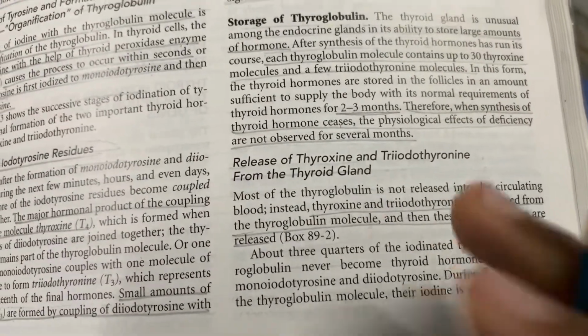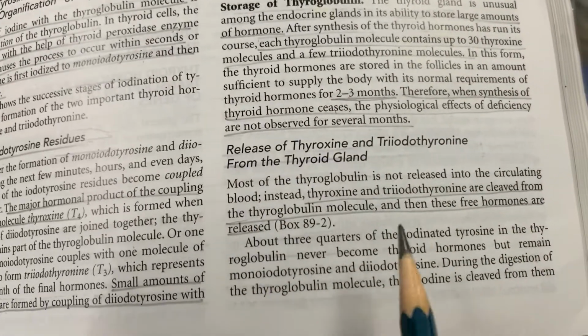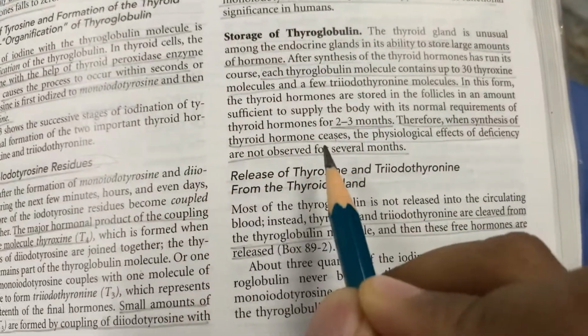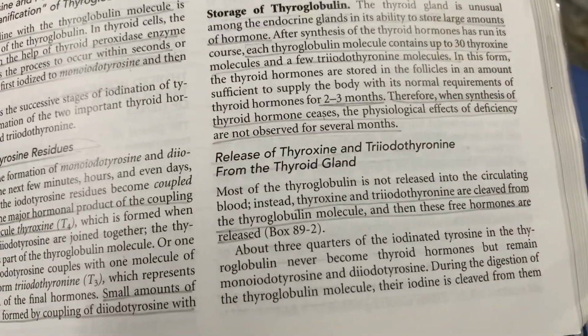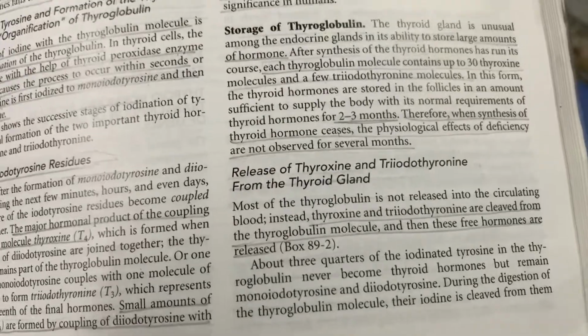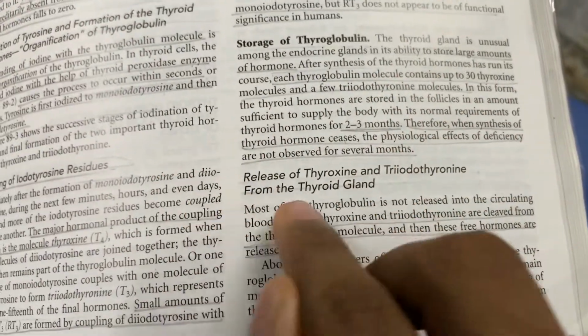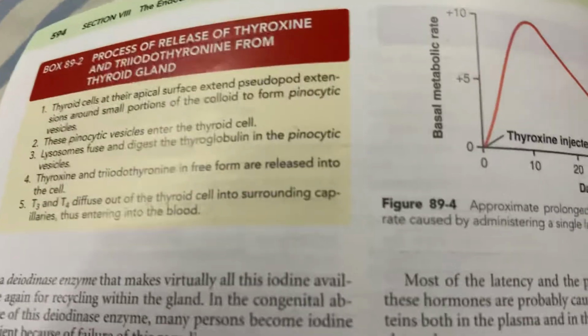So next, after you've synthesized it and stored it, now you need to release it when needed. So how does this release take place? What happens is, you have the iodine, right? The iodine is cleaved with the help of deiodinase enzymes. Afterwards, you need to free it from the thyroglobulin protein, and then the free T3 and T4 are released into the blood. Okay, so that is what happens here.